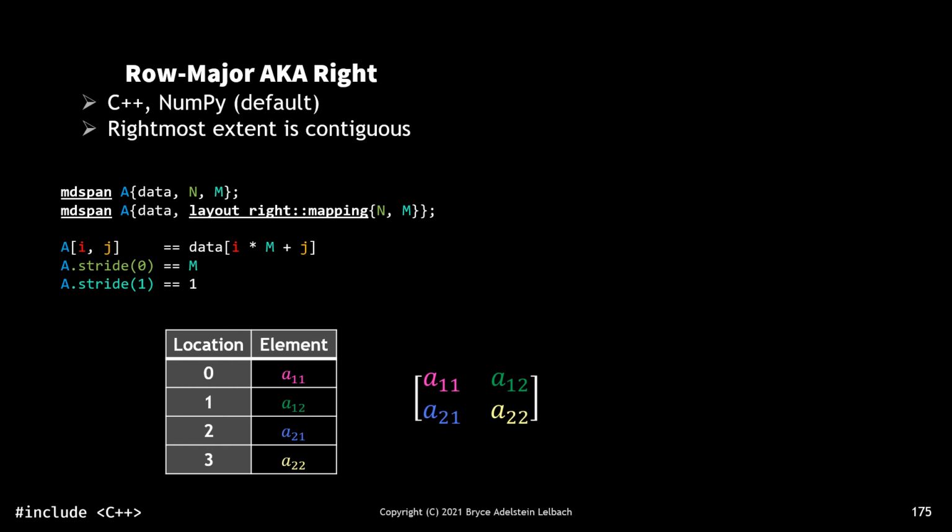For example, if we had a 2 by 2 matrix, the two elements on the first row would have data locations 0 and 1, and the elements on the second row would have data locations 2 and 3.